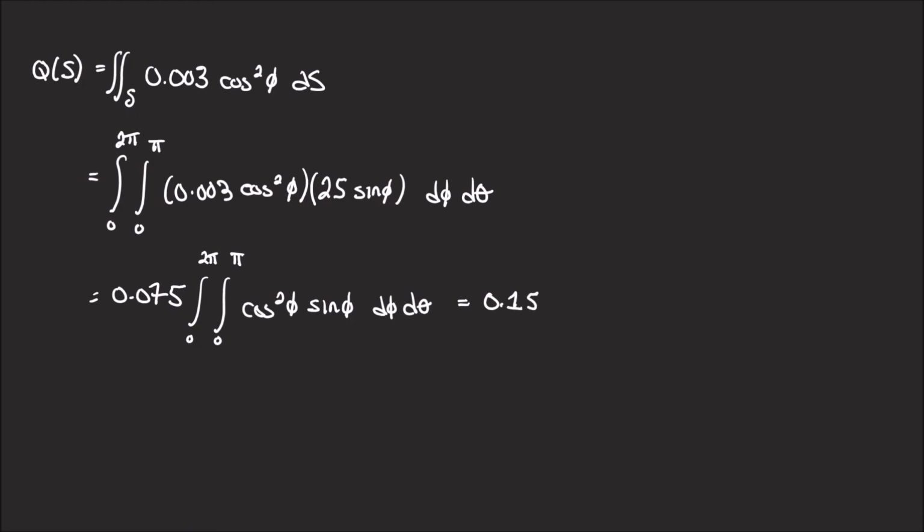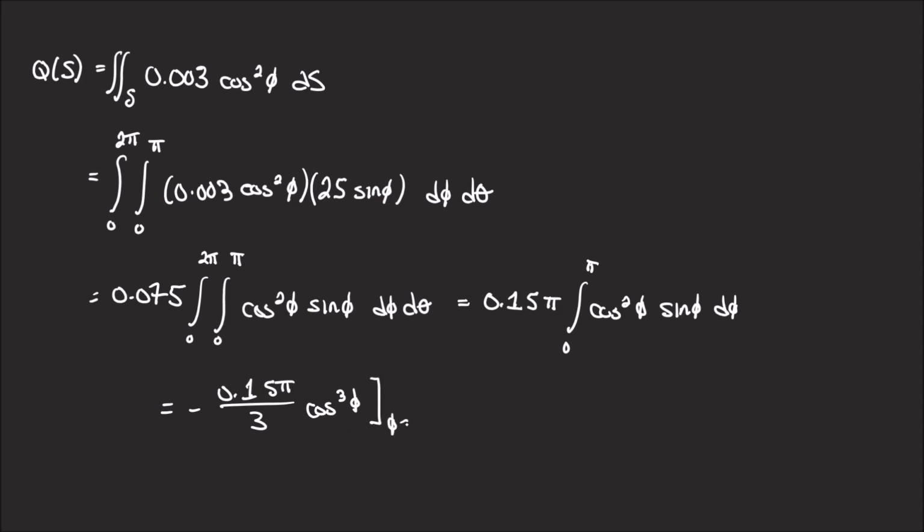This is 0.15 pi times the integral from 0 to pi of cosine squared phi sine of phi d phi. This now gives us negative 0.15 pi over 3 times cosine cubed of phi. Now phi goes from 0 to pi, and we wind up with 0.1 pi, and that is of course measured in coulombs.